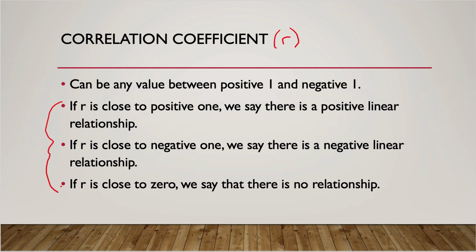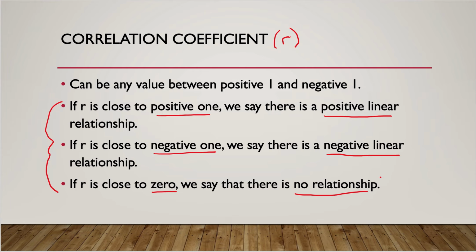So we're going to look at that R value and we're going to ask ourselves, is it close to +1? In which case we're going to conclude that there's a positive linear relationship between the variables. Or maybe the R value is close to -1. We would conclude negative linear relationship. Or maybe the R value is not close to either one, it's kind of close to 0, in which case we conclude no relationship.